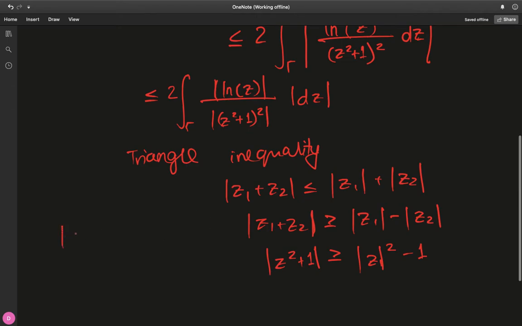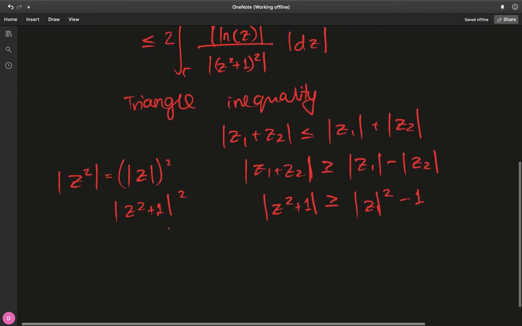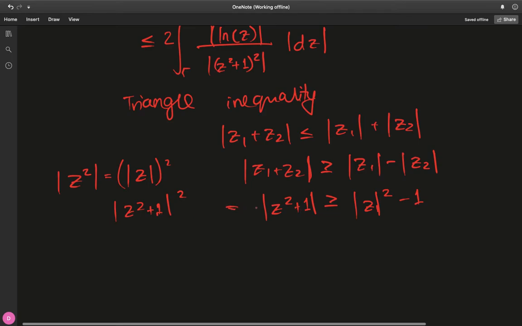And there is another property: if you have mod of z squared, this is nothing but mod of z, but the whole thing squared. So we can apply that, and over here we can have mod of z squared plus 1, but the whole thing squared. And now since this is in this form, we can apply this inequality. So mod of z squared plus 1, the whole thing squared, is going to be greater than or equal to mod z squared minus 1, but the whole thing squared, because there is this squared outside also.